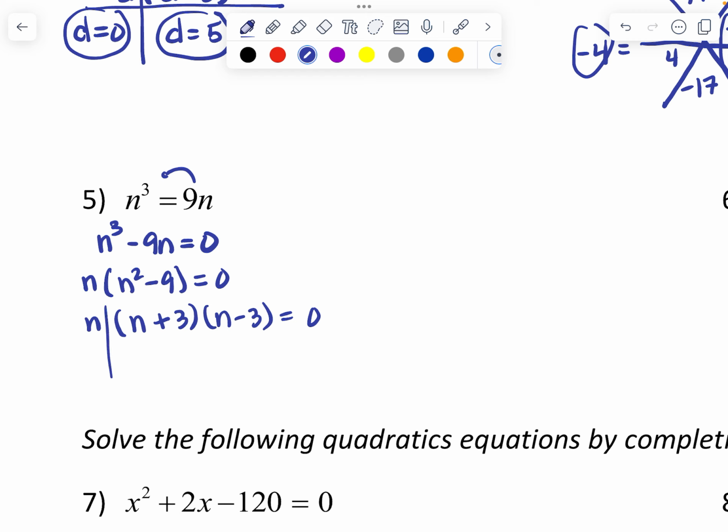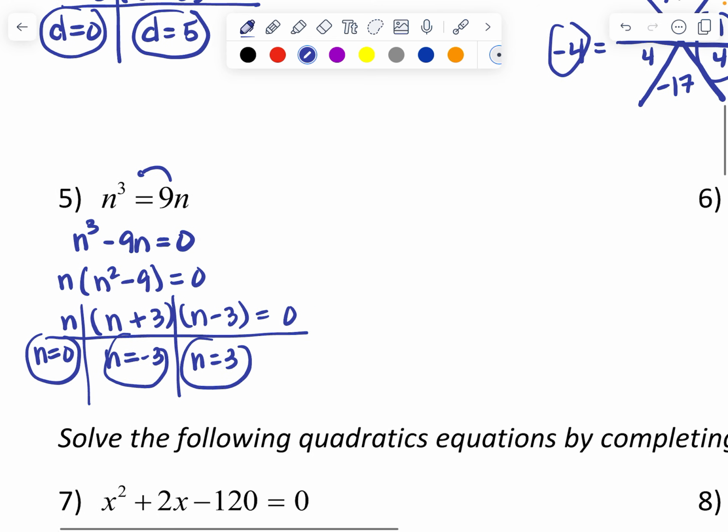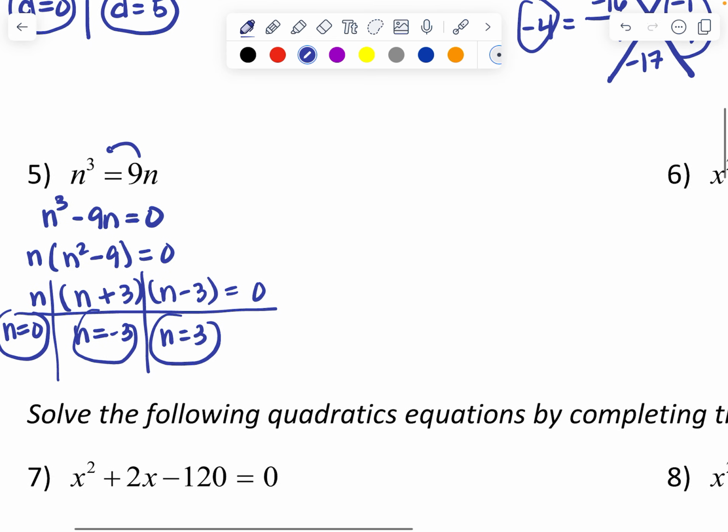And now setting each of these factors equal to 0, okay, this one's going to give you n equals 0. This one is n equals negative 3. And then this one is n equals positive 3. Okay, you guys, we're only doing quadratics tomorrow, so I wouldn't worry too much about number 5, but still it's a good one to see. Okay, more like that stuff we'll do later on tomorrow.